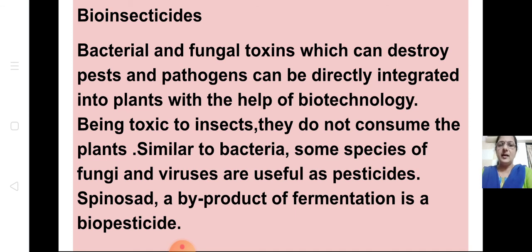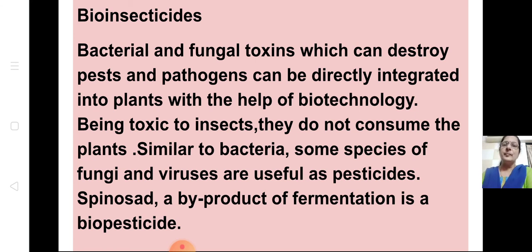Similar to bacteria, some species of fungi and viruses are useful as pesticides. Okay. Spinosad, a byproduct of fermentation, is used as a pesticide. It is a byproduct of fermentation which is used as a biopesticide. You have to learn only the name spinosad. So we use microorganisms as a pesticide. It's called bioinsecticides and pesticides.